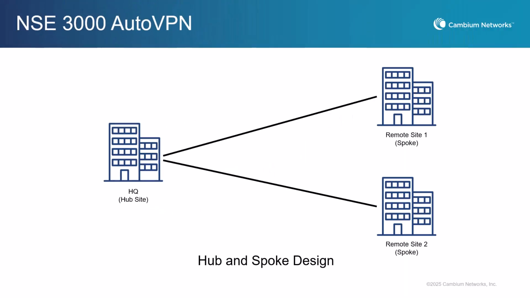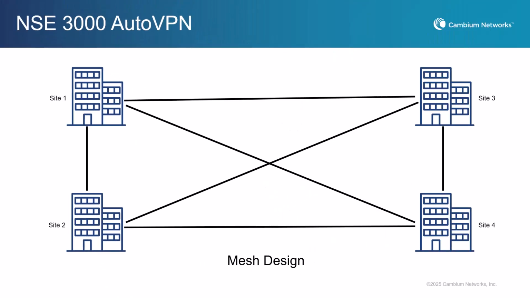The NSE AutoVPN supports both hub and spoke as well as mesh topologies. The hub and spoke topology will require one hub and at least one spoke, but in many cases will have multiple spokes. The mesh topology will consist of multiple hubs. There are no spokes. Each hub will have a connection to all other hubs in this topology.